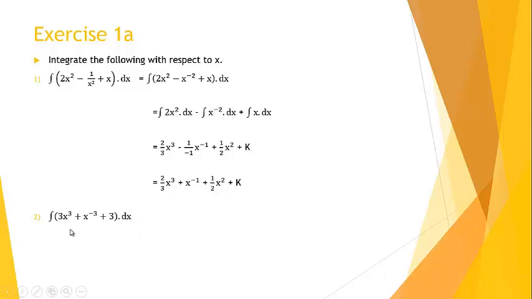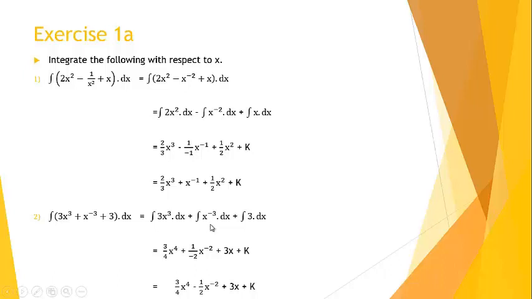So if you work out the second question, integral of 3x cubed plus x to the power negative 3 plus 3 with respect to x, we can distribute each of these terms into individual integrals. That would give us integral of 3x cubed with respect to x plus integral of x to the power negative 3 with respect to x plus integral of 3 with respect to x. Adding 1 to the power would give us 4. Dividing by the new power would give us 3 over 4 x to the power 4.